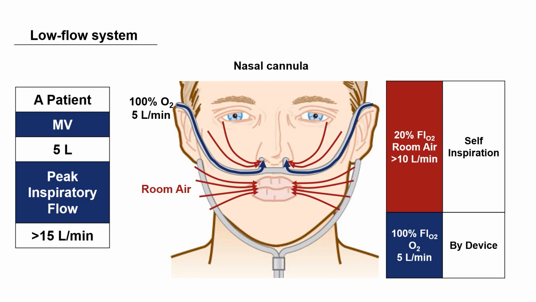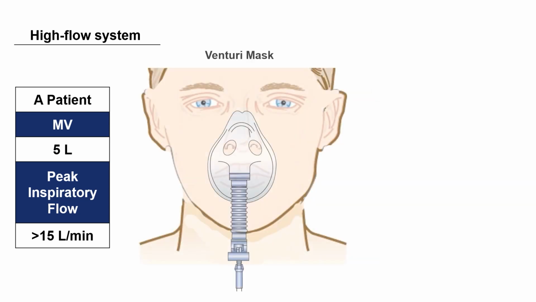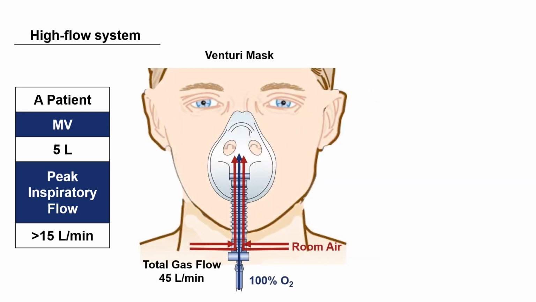Thus, the low-flow system is a system in which part of the peak inspiratory flow is supplied by the device's flow, and the patient must self-inspire the remainder of the flow. In the same patient, a Venturi mask, a high-flow system device, is applied. The Venturi mask is a device that can supply a high flow by mixing 100% oxygen and room air. It will be discussed in greater detail in Part 2.